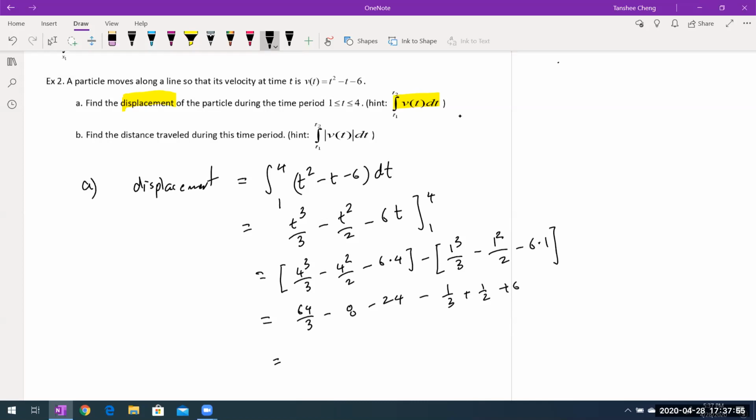So this will give me 64 over 3 minus 1/3, that will be 63 over 3, which is 21. Minus 8, minus 24, plus a half, plus 6. So now this becomes negative 3, negative 11, negative 5 half, so negative 4.5. So that's my displacement right here. Any questions before I move any further?